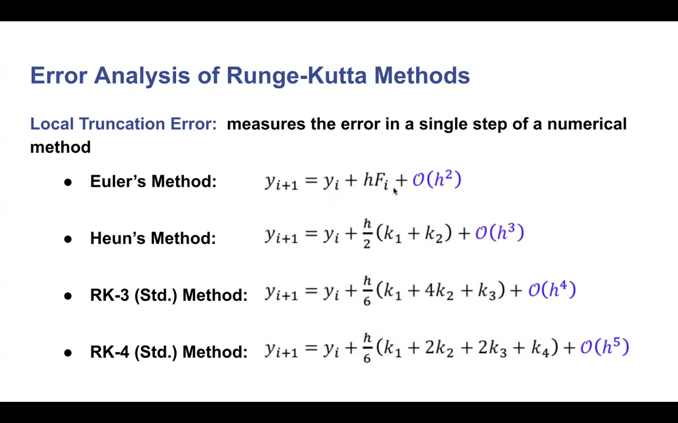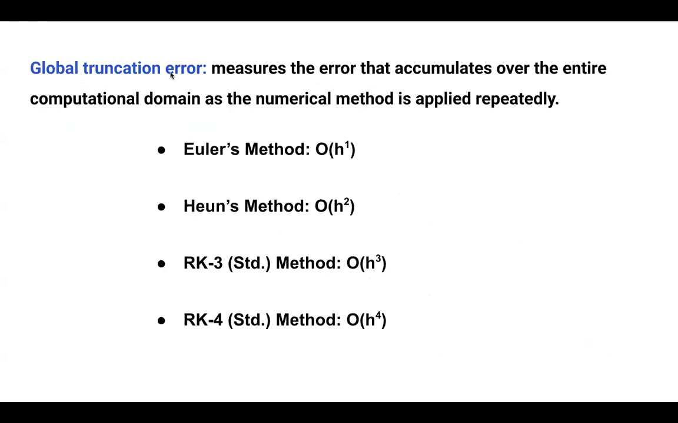But here you are running the same formula multiple times, like n iterations in the loop. So what happens is that your error gets accumulated. In the first step when you use the formula, there would have been a certain error, and that error gets accumulated when you use the formula repeatedly. Then you get what is called the global truncation error. That gets accumulated over the entire computational domain as a numerical method is applied repeatedly.